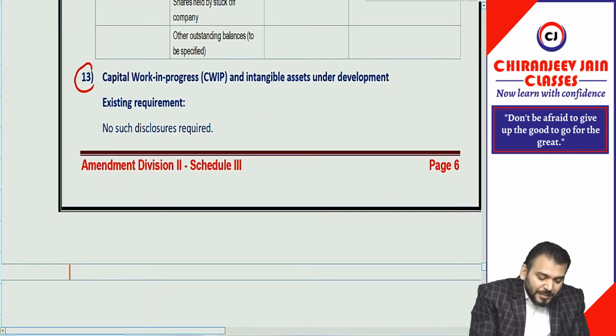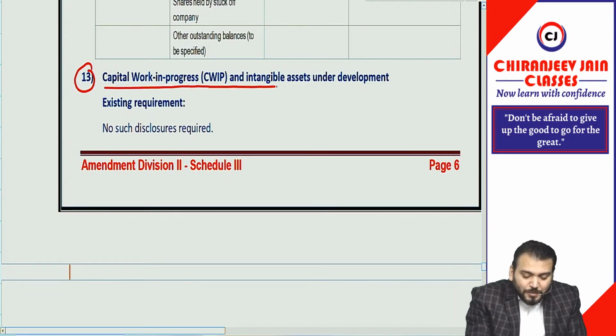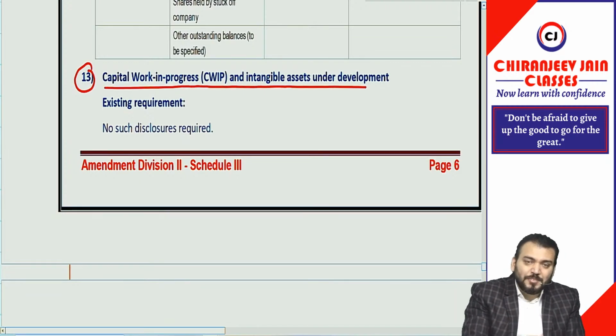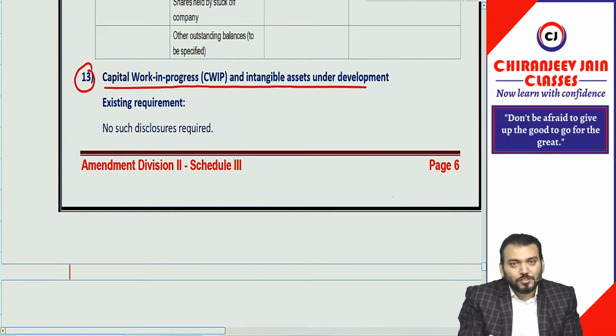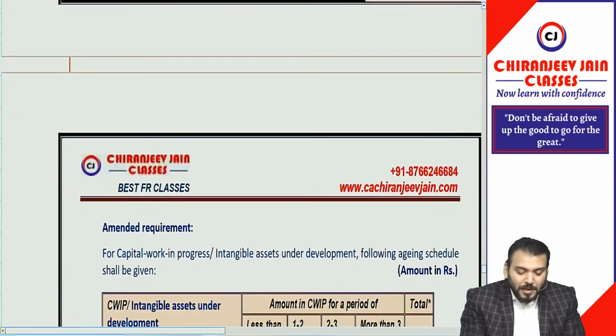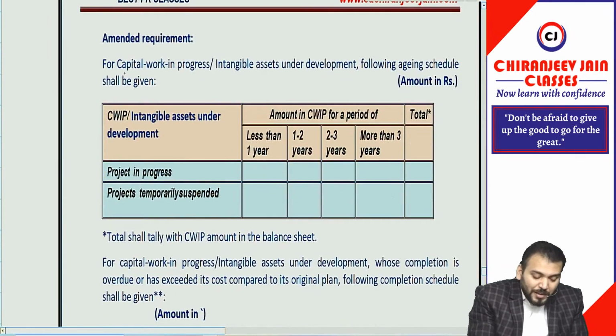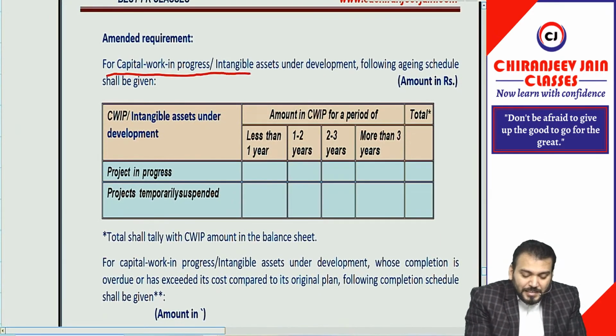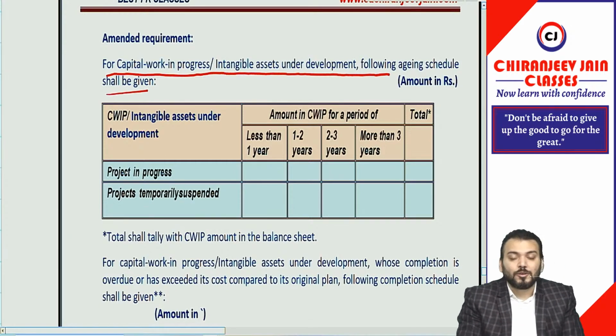Then point number 13, capital WIP and intangible asset under development. As per the previous requirement, there was no disclosure to be given for capital WIP and intangible asset under development. But now, for capital WIP and intangible asset under development, the following ageing schedule is required to be given.